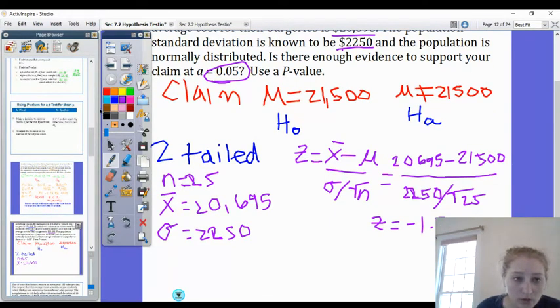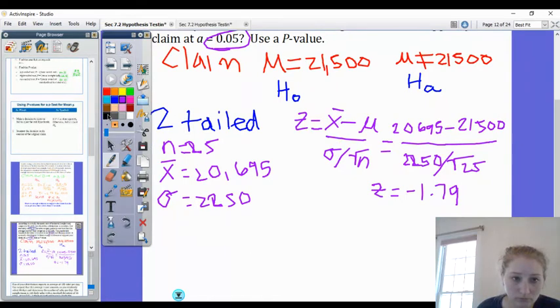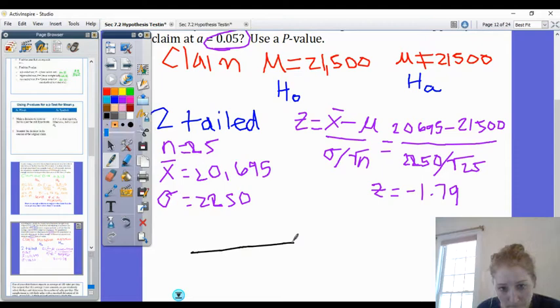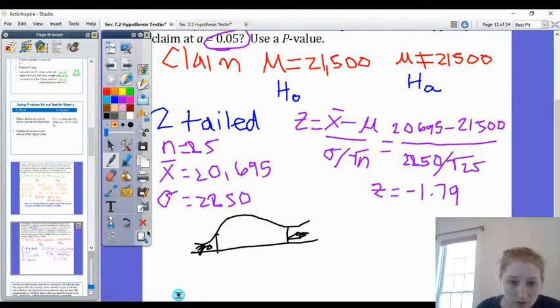we know it's going to look like this, and I'm going to have some area over here and some over here. Since my z is negative 1.79, that gives me this area right here that's shaded in, but since I have two tails, I have two of them, so I'm going to have to multiply that by 2.